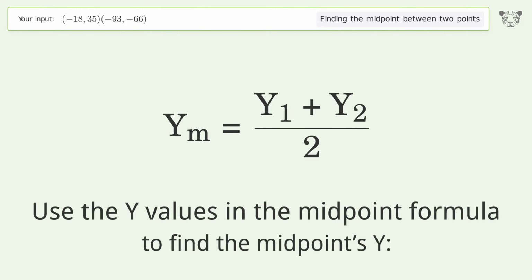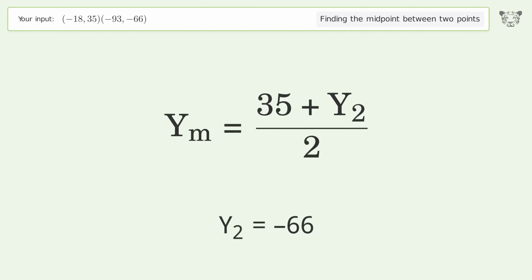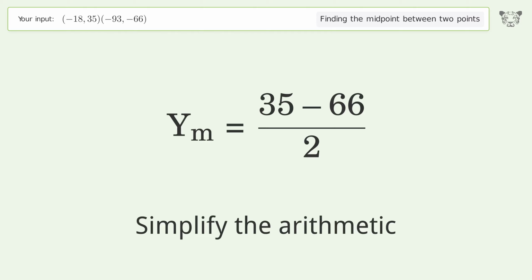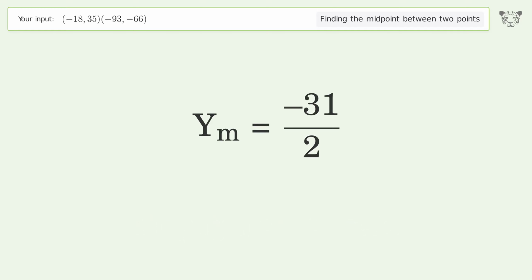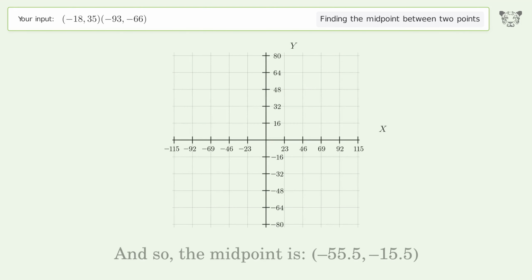Use the y values in the midpoint formula to find the midpoints y. y1 equals 35. y2 equals -66. Simplify the arithmetic. And so, the midpoint is -55.5, -15.5.